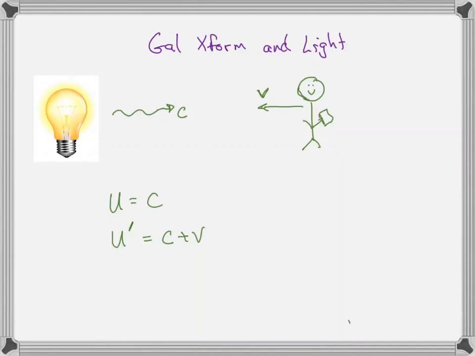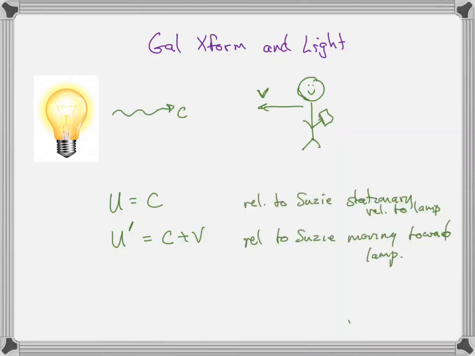The light relative to Susie stationary is c, relative to Susie moving is c plus v. If she was moving away, it would be c minus v. But anyway, I think you see it's c plus v in this case. So there's nothing wrong with that analysis at all. That's like a car moving down the road. A car is coming at you at speed c, and if you're moving towards it at speed v, then the car is coming at you at c plus v. We just did that on the other page. Nothing wrong with that.